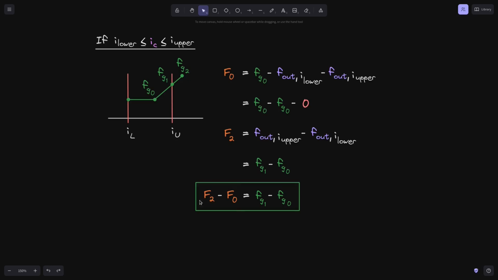Okay, so this is the equation for fee growth inside in this situation: fg1 minus fg0. And we can verify visually that fee growth inside is fg1 minus fg0, which is equal to this equation.